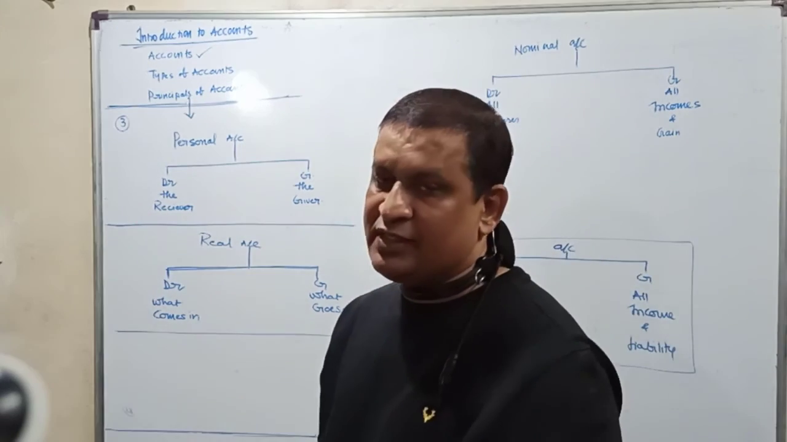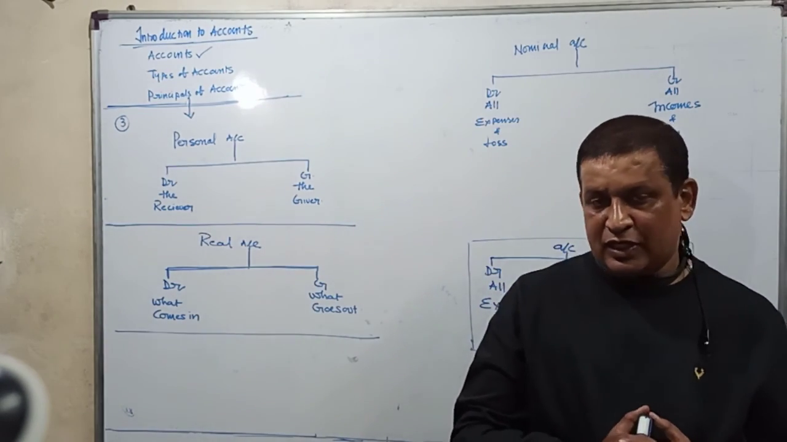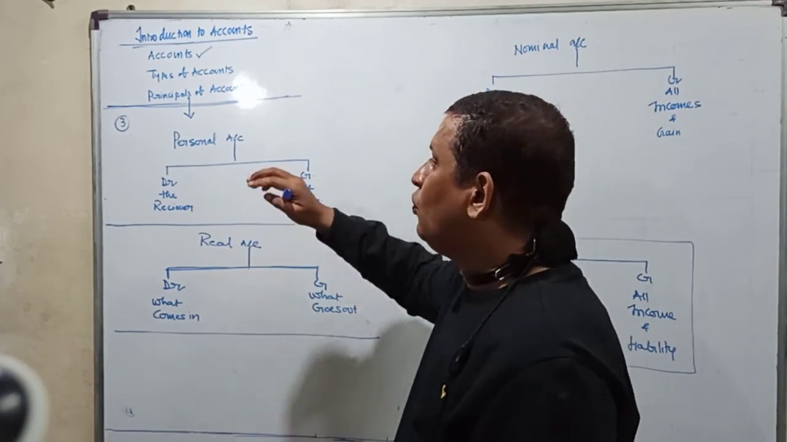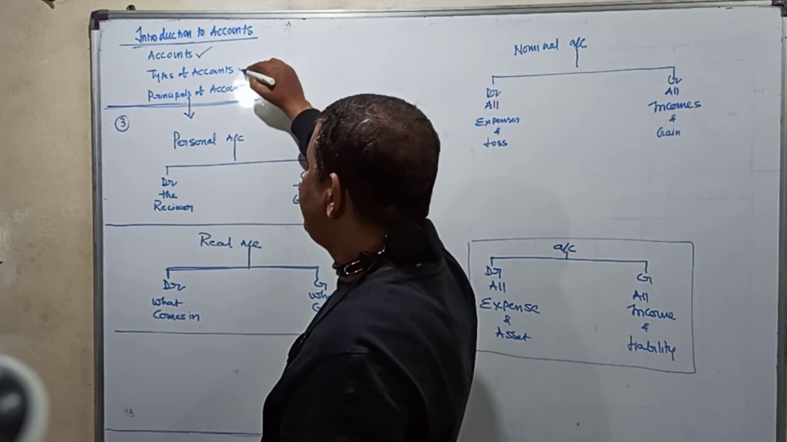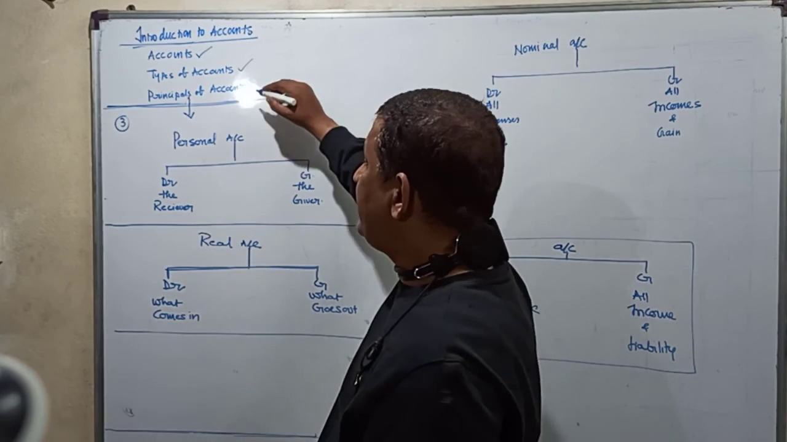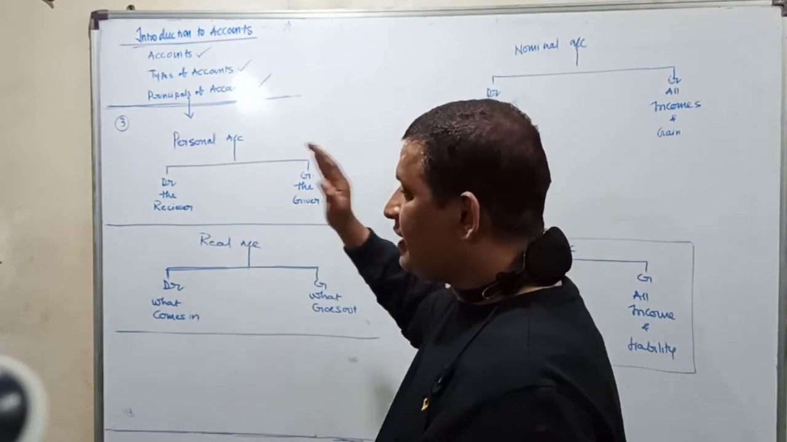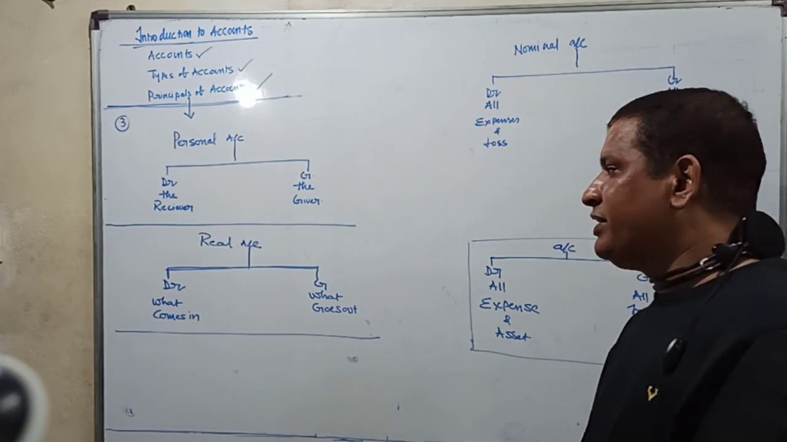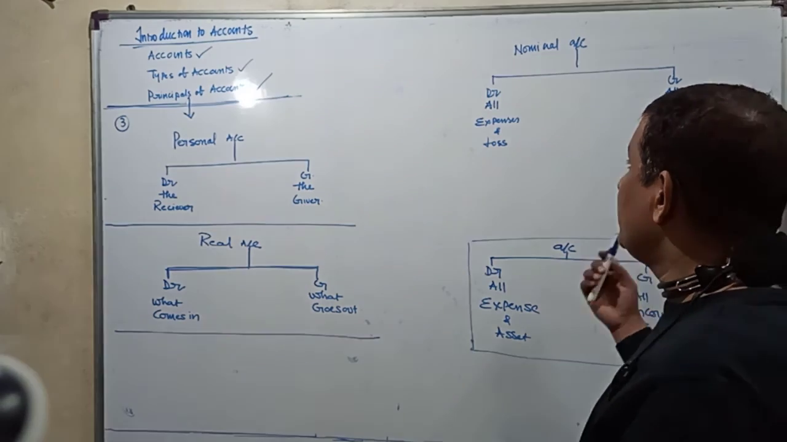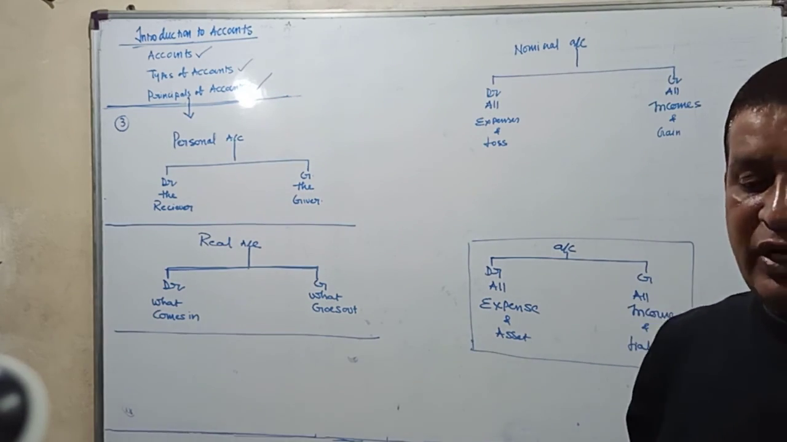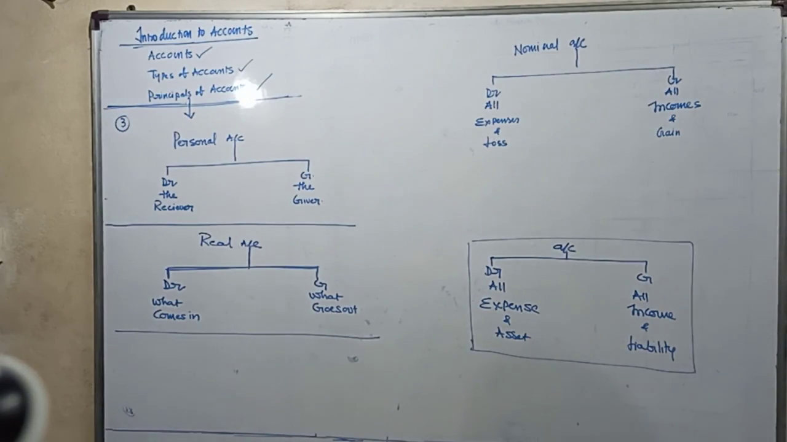So with this we come to the end of today's chapter, that is introduction to account. We saw what is an account, we saw it yesterday. We saw what are the types of accounts, personal, real and nominal account, and we saw the principles of account, the principles of debit and credit. Personal account, debit the receiver, credit the giver. Real account, debit what comes in, credit what goes out. Nominal account, debit all expenses and losses, credit all incomes and gains.